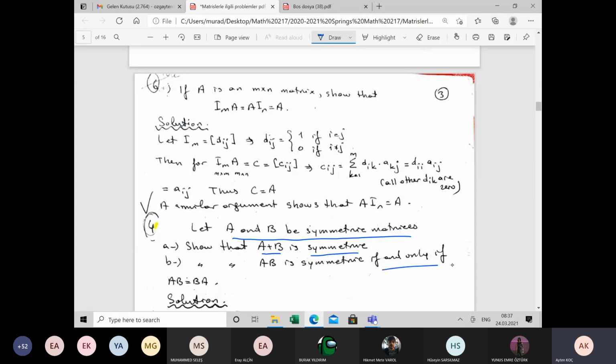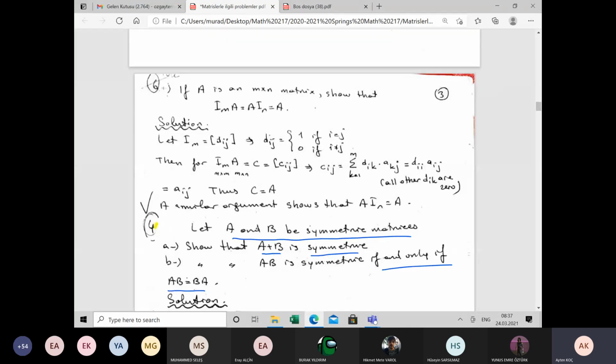So we have two matrices, both symmetric. We claim that the sum A plus B of the two matrices is also symmetric, if the two matrices are symmetric. And the next one: AB is symmetric if and only if AB is equal to BA. So first of all, let's show the first part. Our aim is to show that A plus B is a symmetric matrix.